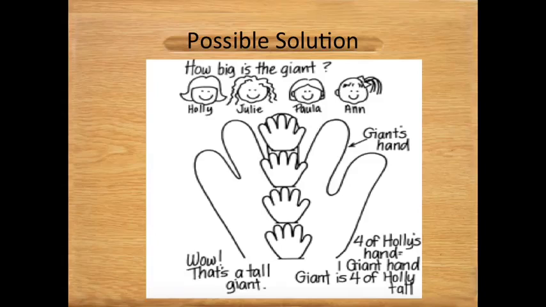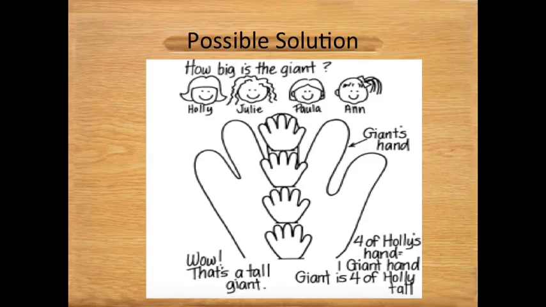We look at Holly. Holly puts her hand up on the picture, and 4 of her hands make one of the giant's, so the ratio is 4 to 1. 4 of Holly's hands to 1 of the giant's hand, or it's 1 giant hand to 4 of Holly's hands. So again, we're talking about hands to hands, but we're talking about a comparison not of a part to a whole. We're talking about a comparison of 1 hand to 4 hands, or 4 of Holly's hands to 1 of the giant's hands.